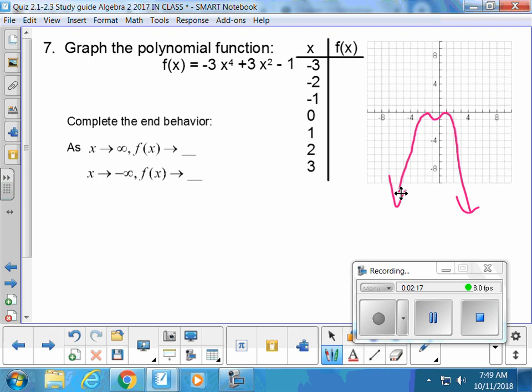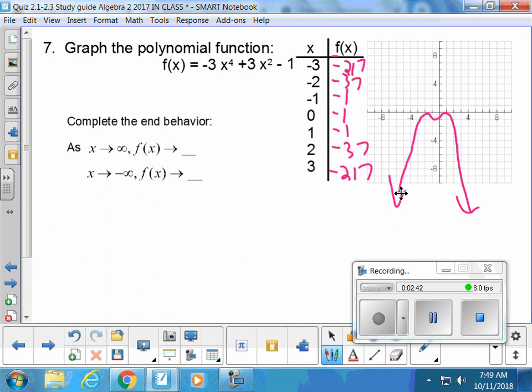How do we get into table? Second graph. And so at negative 3, we're at negative 217. At negative 2, we're at negative 37. Negative 1 is negative 1. 0 is negative 1. 1 is negative 1. 2 is negative 37, and 3 is negative 217.